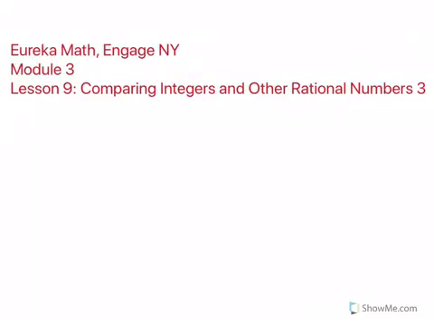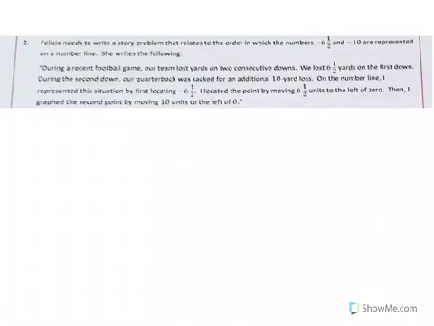Today we're going to be looking at Eureka Math / Engage New York Math, Module 3, Lesson 9, Comparing Integers and Other Rational Numbers, Part 3. Calling it Part 3 because the last couple of lessons obviously have been also about comparing integers and rational numbers. Today we're going to do a little bit of an exercise of agree and disagree and prove why. So let's jump right into it.